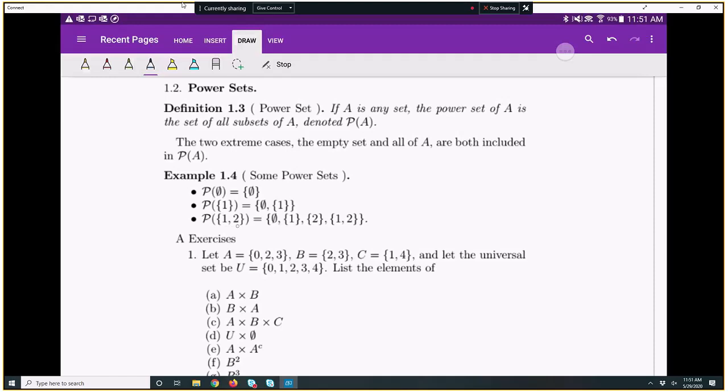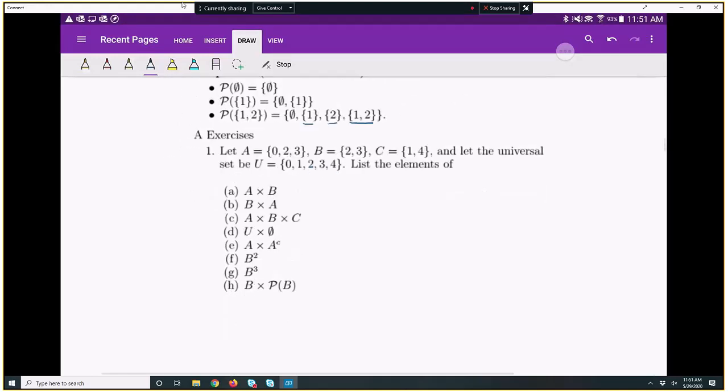Similarly, for this doubleton set {1, 2}, its power set is going to contain the empty set, the singleton {1}, the singleton {2}, and the set itself, {1, 2}. So you'll notice here that the elements are no longer just the numbers 1 and 2, but in fact the singleton sets {1} and {2}. So the elements in a power set are sets themselves.